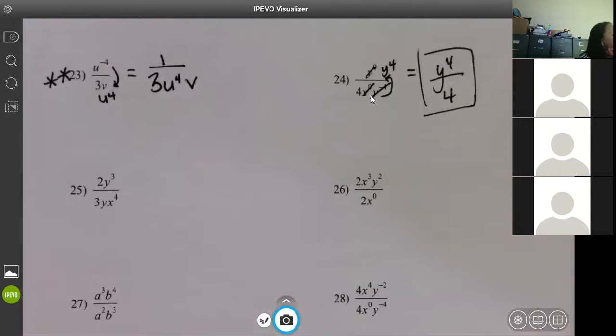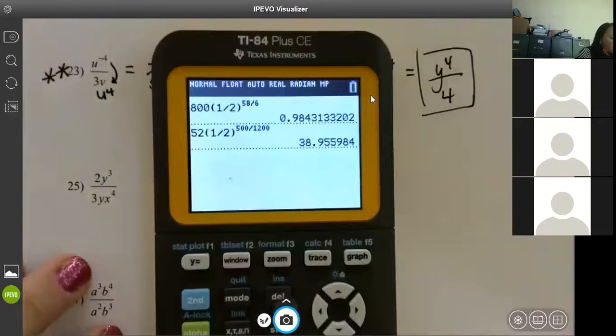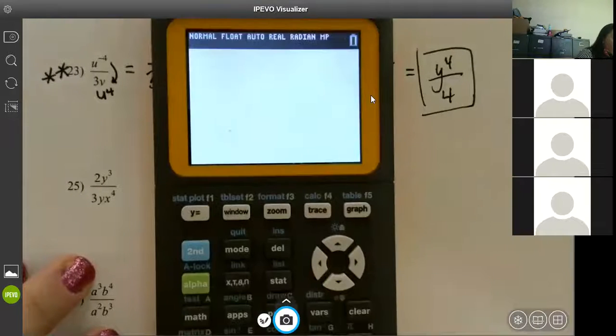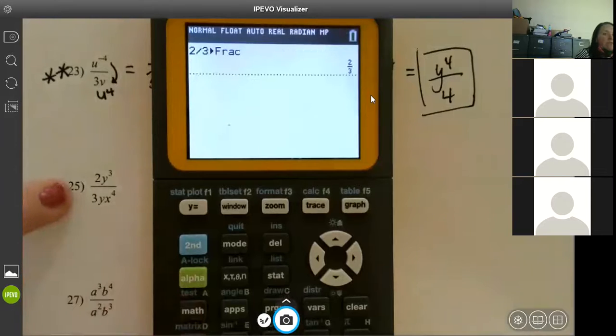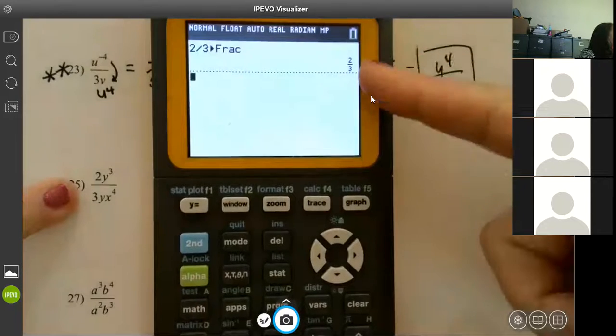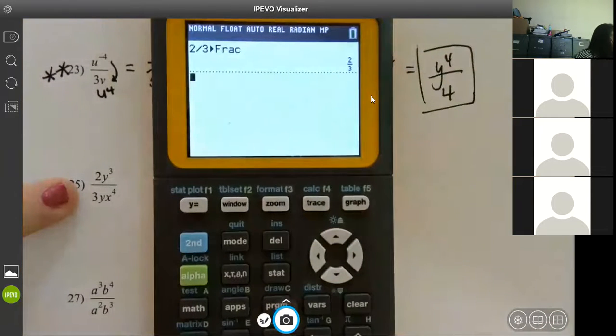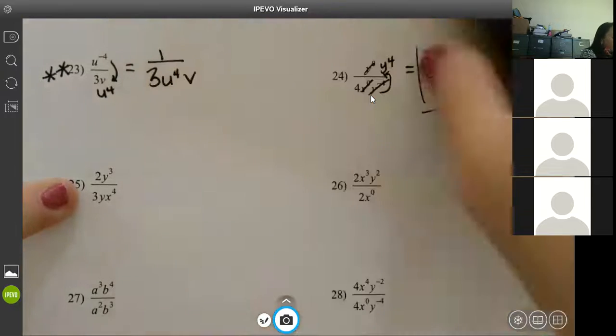So again, when you get fractions, if it's possible, you guys can use your calculator on this as well. This one is not going to show you, but the next one will, okay? But if I put in 2/3, math enter, because I have 2/3 right here, and I come up with 2/3, that means it's not reducible. So I couldn't do anything with those numbers. They're just going to stay.